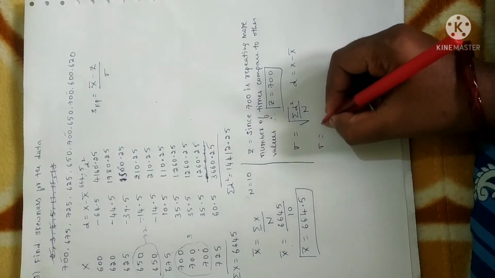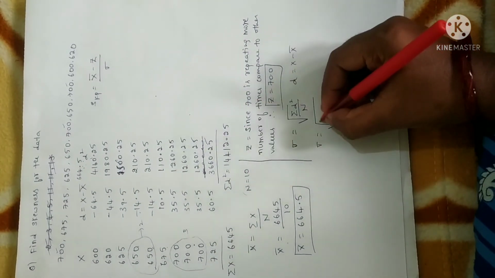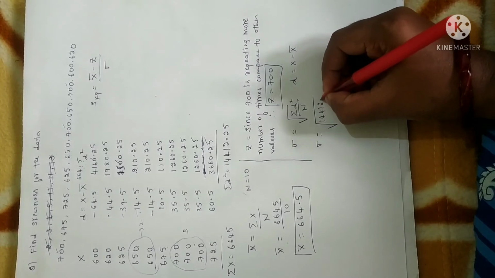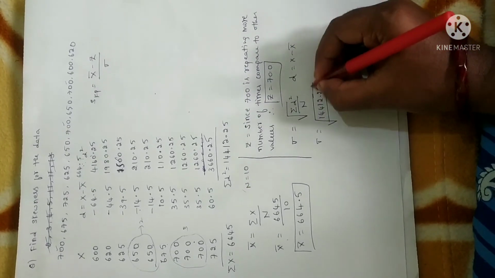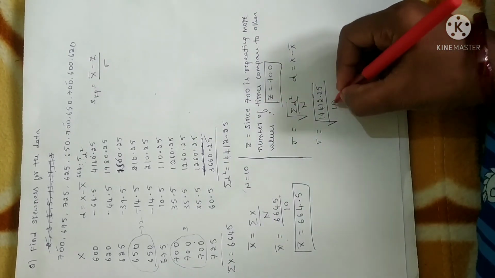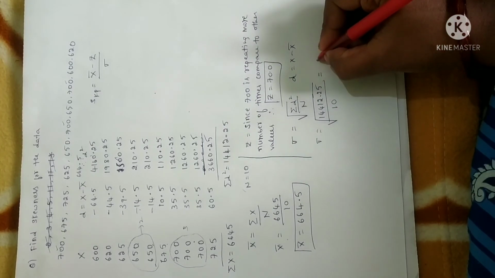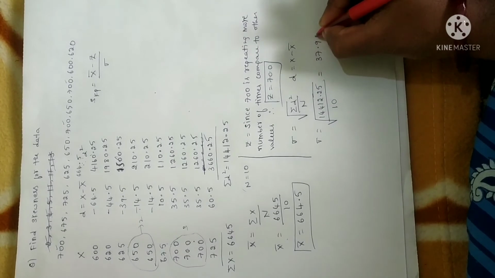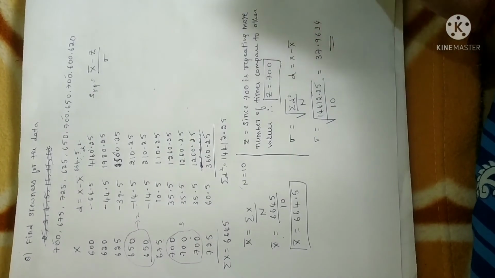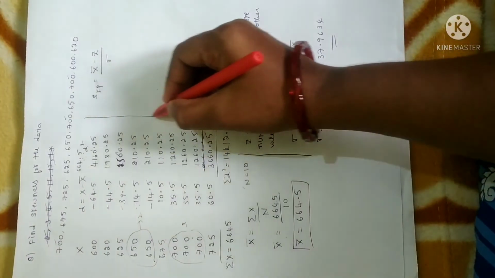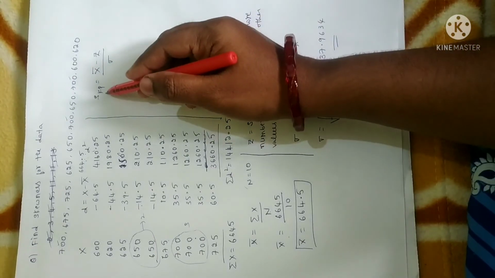Now let me calculate the standard deviation. Sigma d square is 14412.25 divided by n, the number of data, which is 10. If you simplify, you will get the sigma value, that is standard deviation, as 37.9634. Fine.